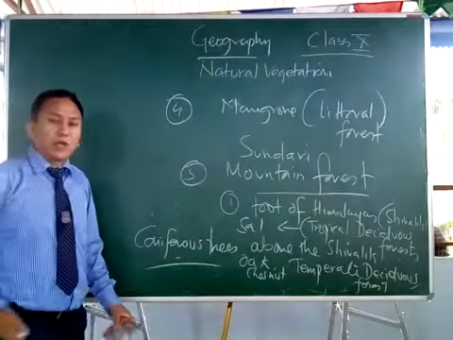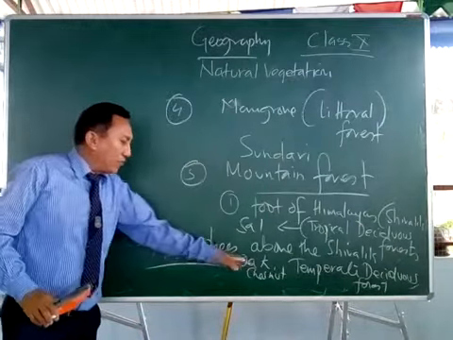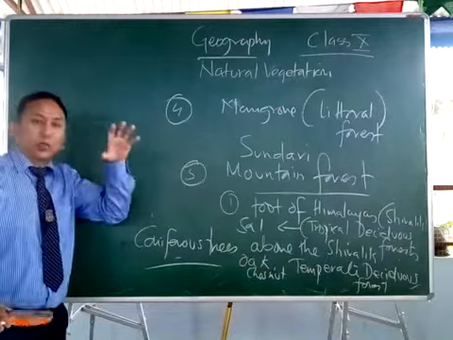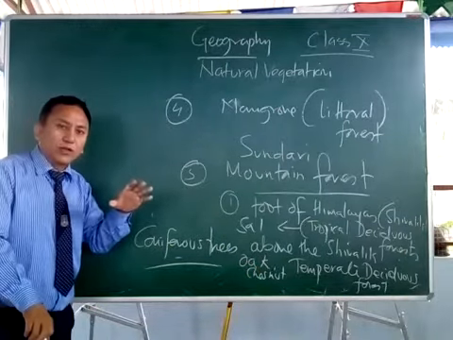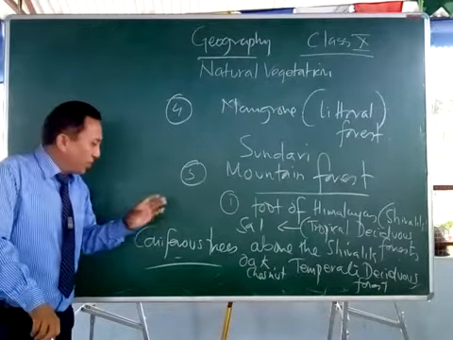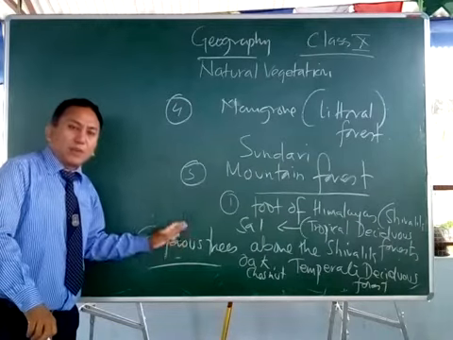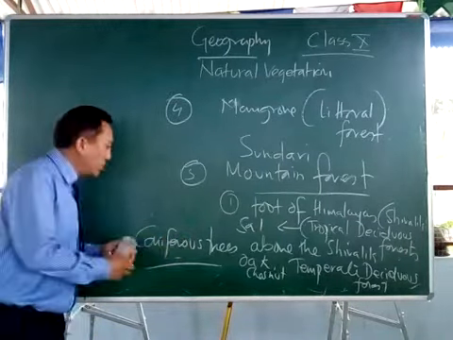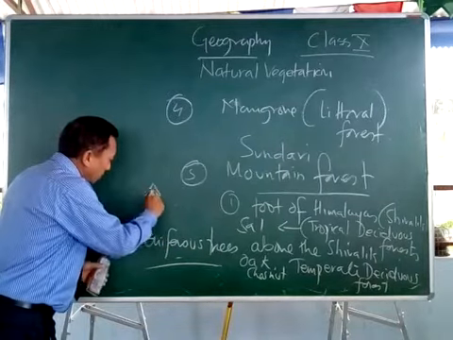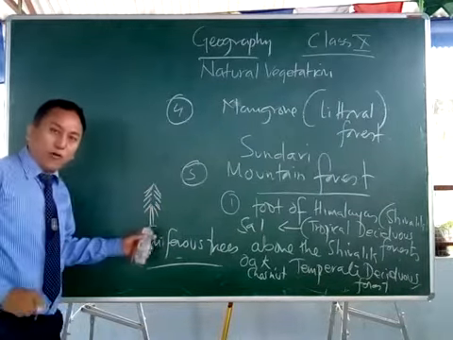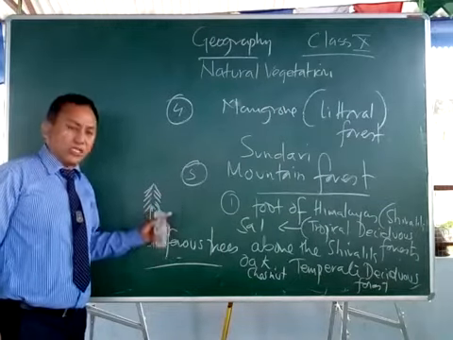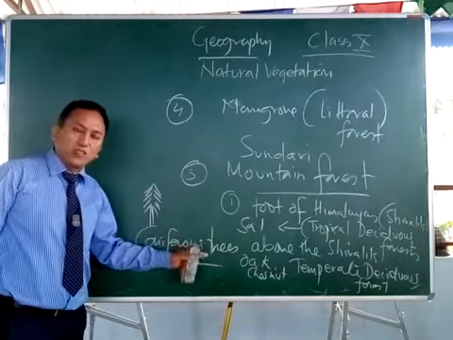Coniferous trees. If you go a little bit higher up above the Shivaliks, then we come to the region where it's much colder, where snow falls, because of which we have coniferous trees like pine, fir, cedar and so on. They are cone-shaped trees, so that they can withstand the snowfall. So cone-shaped trees are found in the higher regions, that is the coniferous forest.